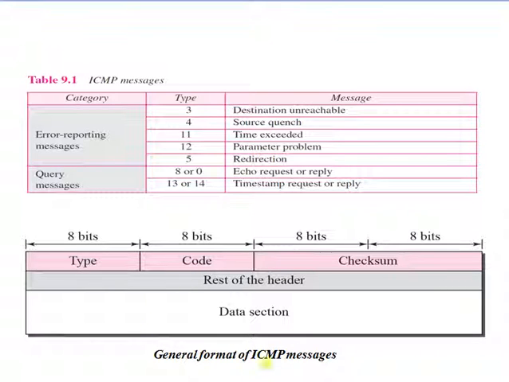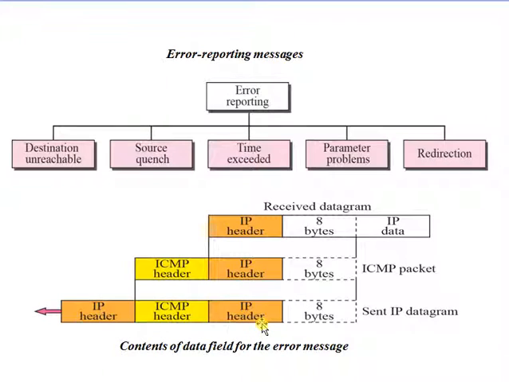Now, the general format of an ICMP message. In the general format of an ICMP message, the type is 8 bits, the code is 8 bits, and the checksum is 16 bits. This is the header, and this is the data section.